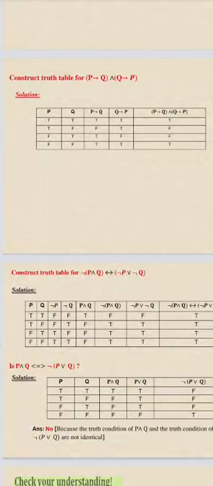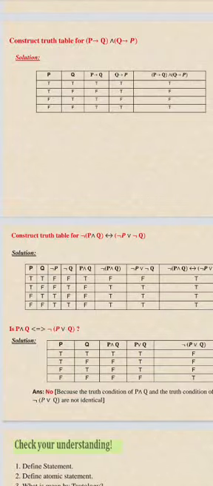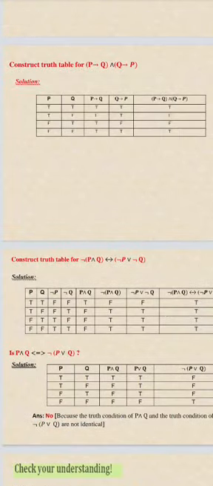Next example, P and Q if and only if negation P or Q. Check whether this statement is true or false. First the P and Q truth values, next write P or Q, then write negation P or Q. This is an equivalence check. Then P and Q values true, false; negation P or Q values false, true. Then the truth values are different, so these two statements are not equivalent.